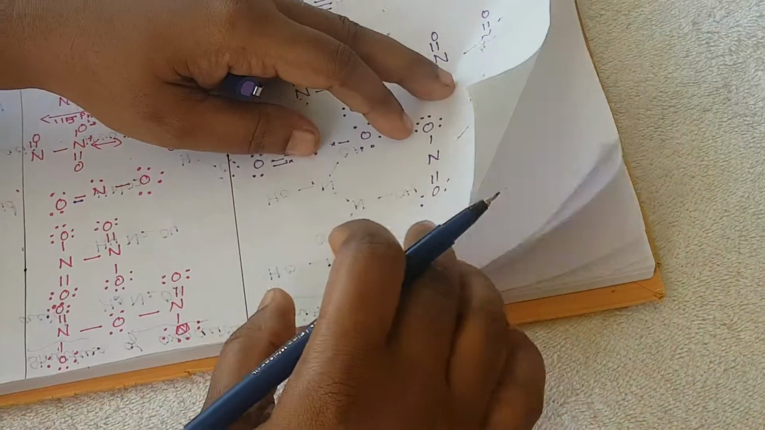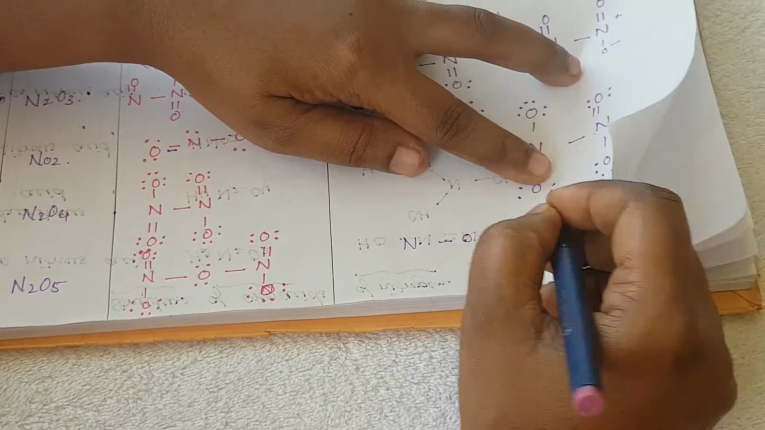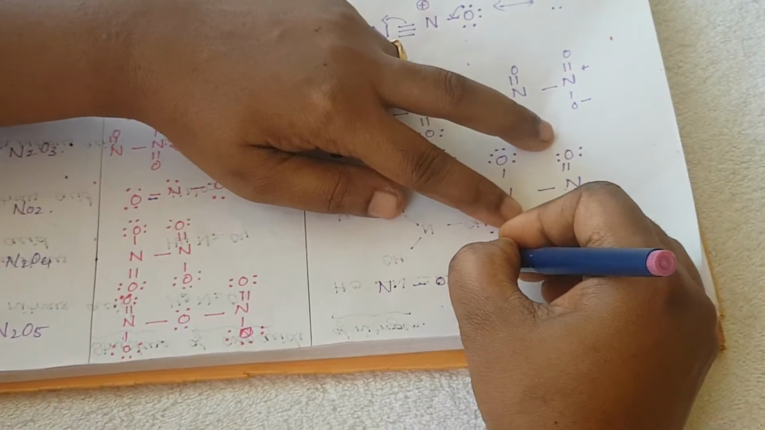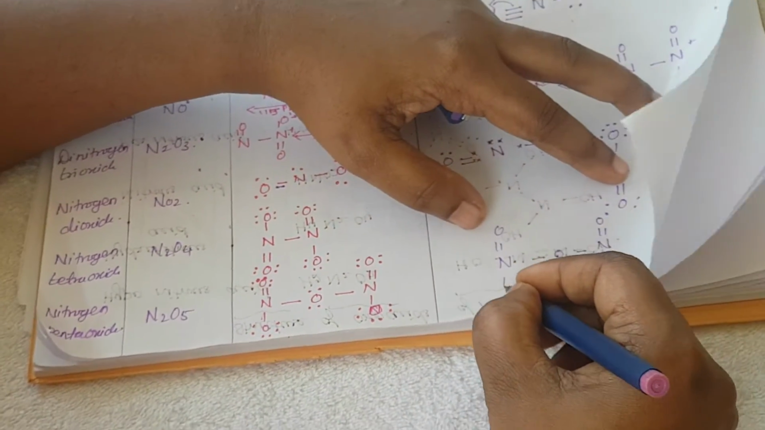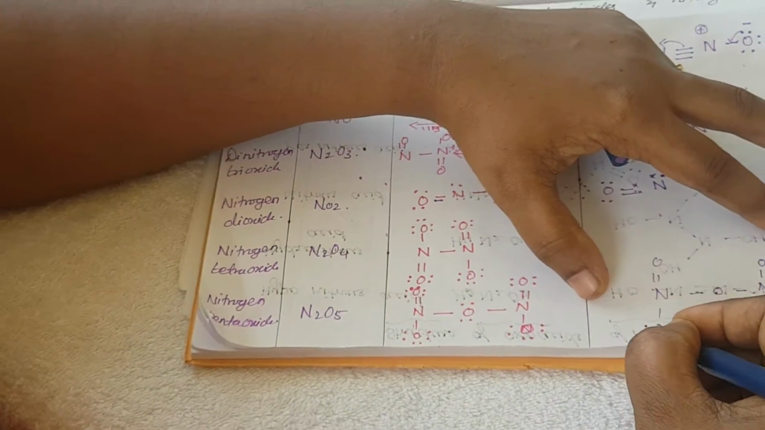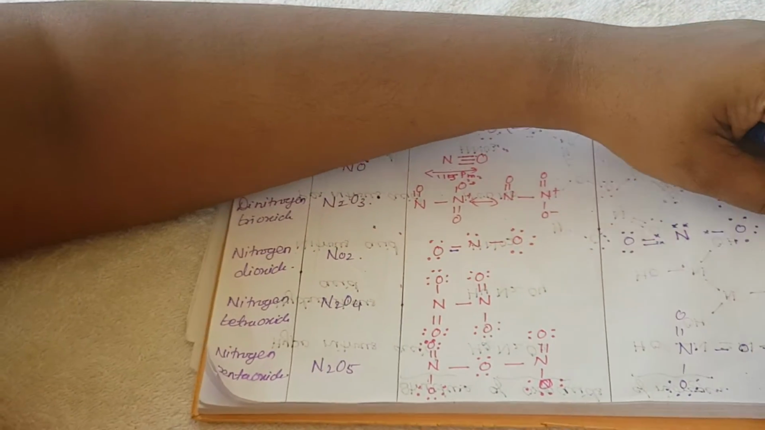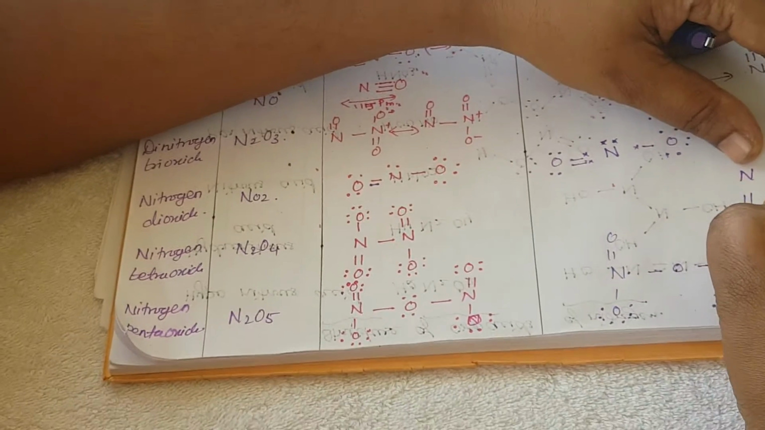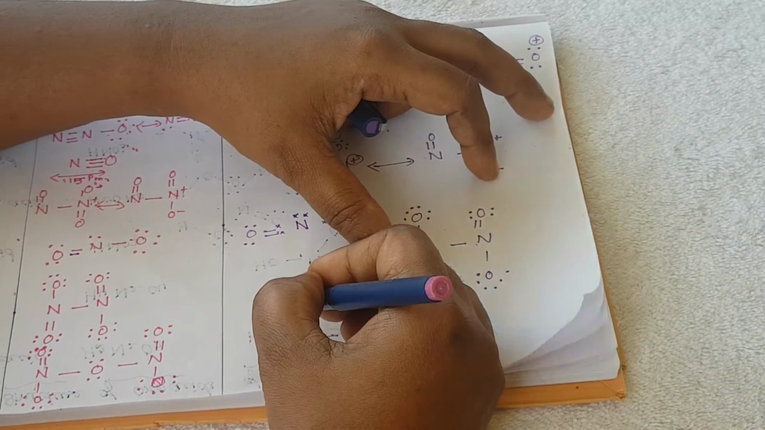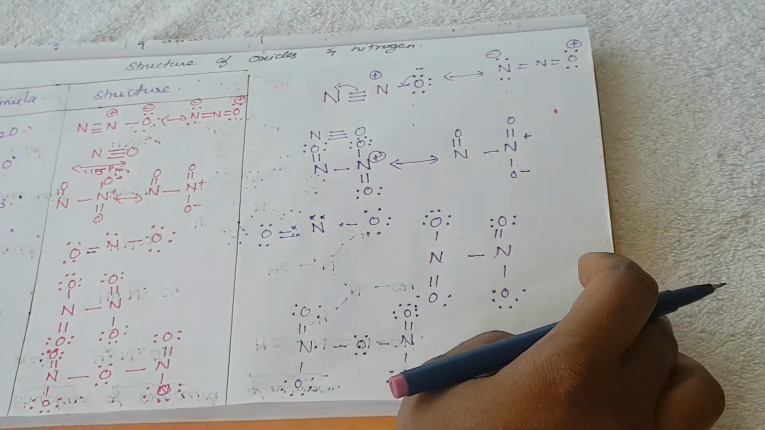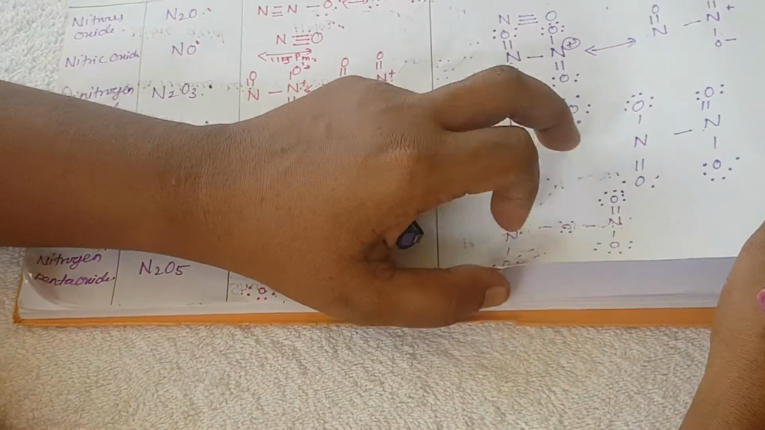Next one is nitrogen pentoxide, N2O5. Again the same one, nitrogen, N, and the remaining oxygens. Here also oxygen, here also oxygen, here also oxygen, here also oxygen. Single bond means how many electrons? 6 electrons. Here also 6 electrons. Double bond means 4 electrons. 1, 2, 3, 4, 5, 6. Here a double bond means only 4 electrons. Okay, so the remaining single bonds mean 6 electrons, double bond means 4 electrons. Okay, so this is the other one.